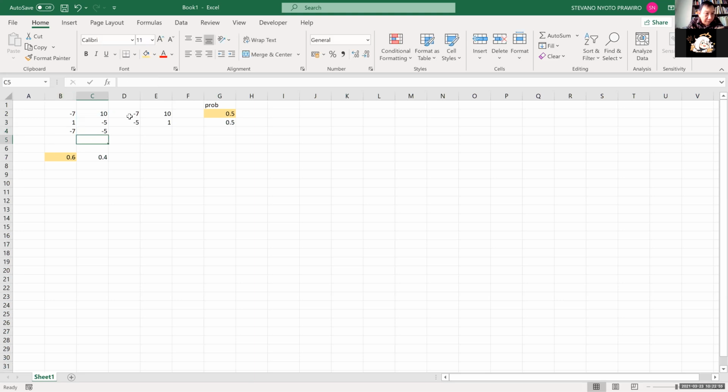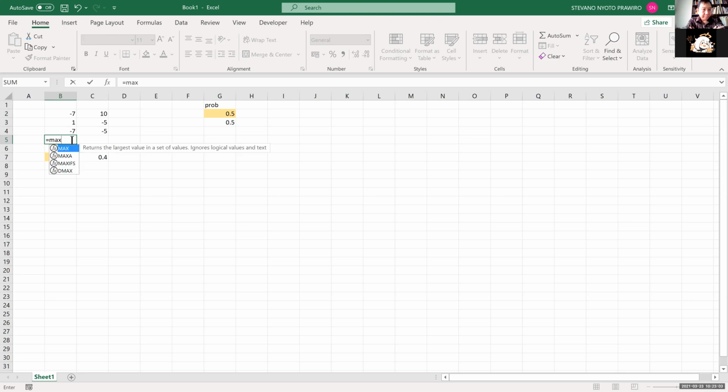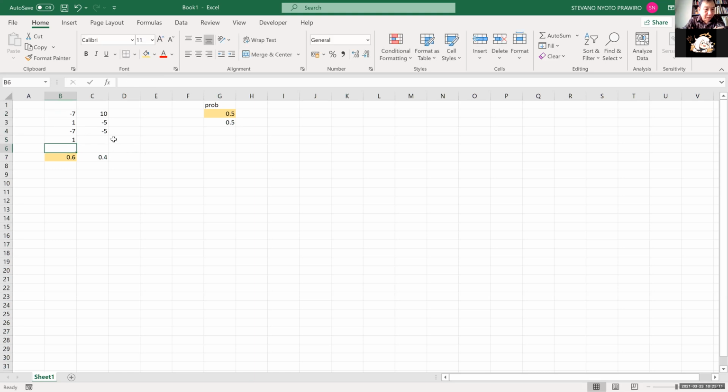Now in B5, so equal max of 7 and 1. Yes. So next time you can change that value in yellow. So you put -7, 10, 1, -5 in yellow so that you know this is the input. And next time you can change that.